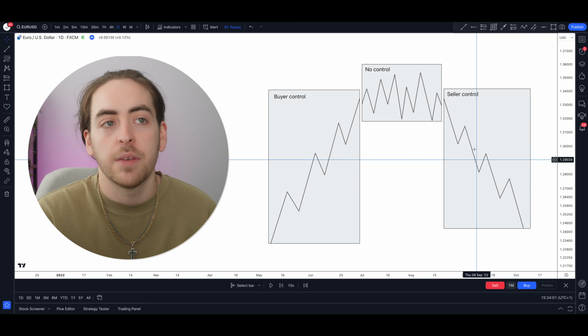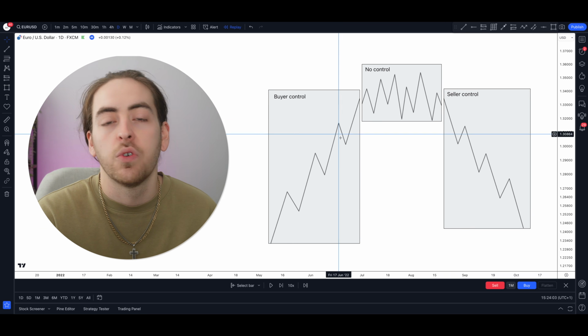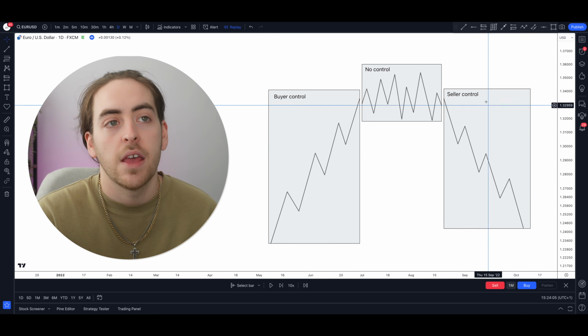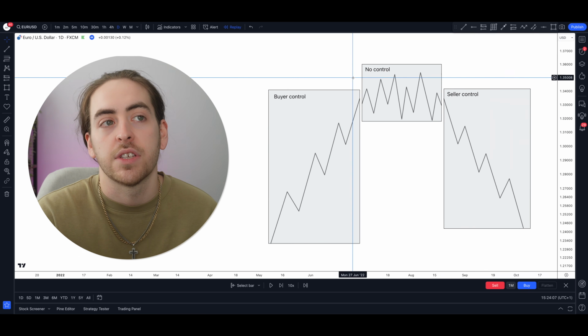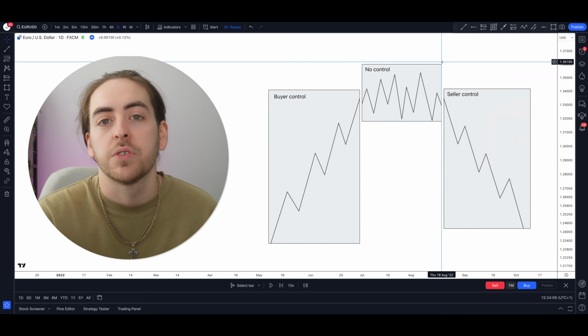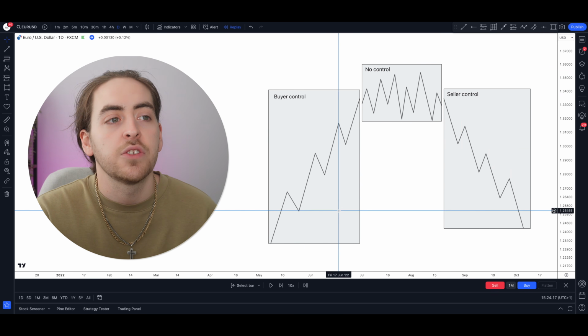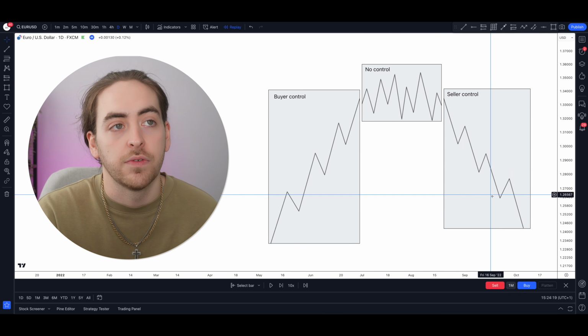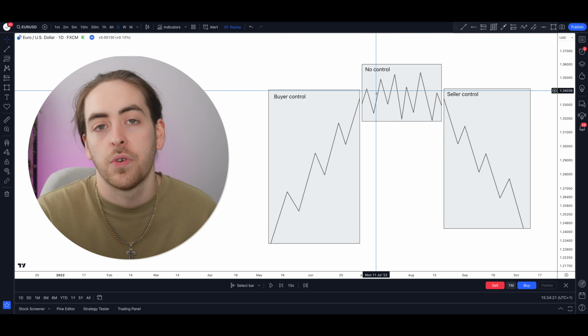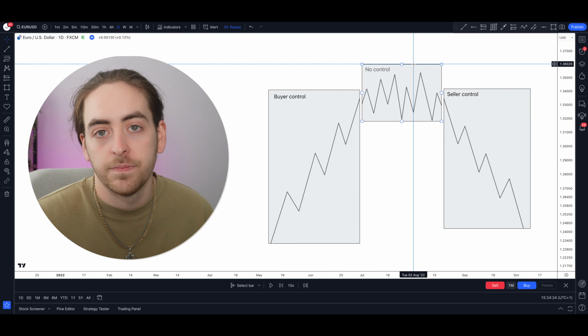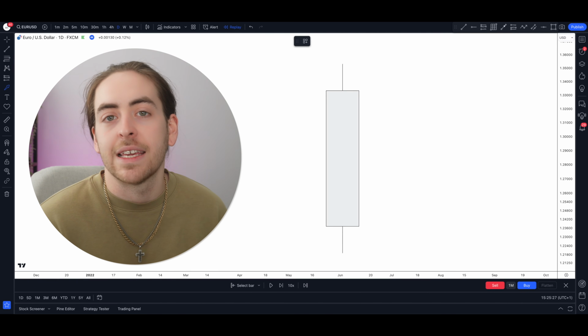Now, being able to read momentum will give us insights into who is in control, whether it's the buyers, the sellers, or if we're in a phase of indecision where there's no control, we'll be able to see that too. And the ability to read into each of these phases is incredibly useful, even the phases of no control, as you will see in this video. To read market momentum, we will be using candlesticks.